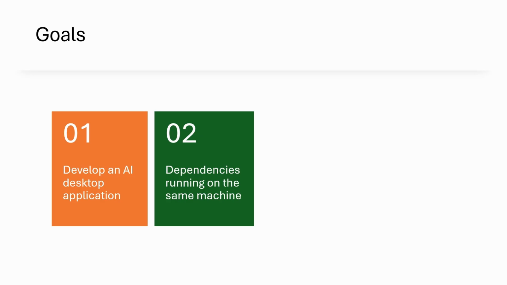2. Dependencies running on the same machine. Everything in this application, from the database to the AI model, runs locally. This means no reliance on cloud services, no latency issues, and complete control over your data. The result? A fast, reliable, and self-contained AI assistant that works anytime, anywhere.